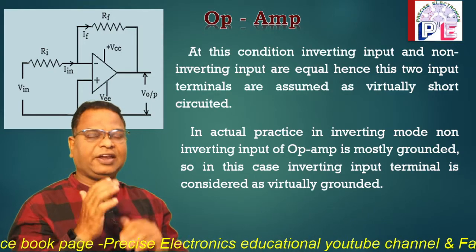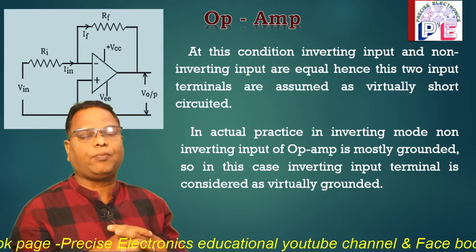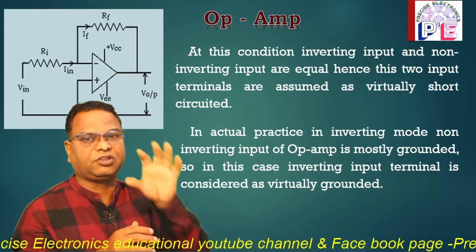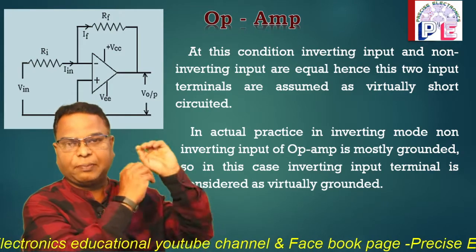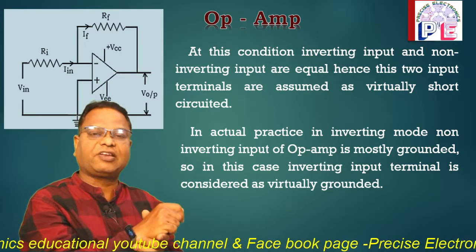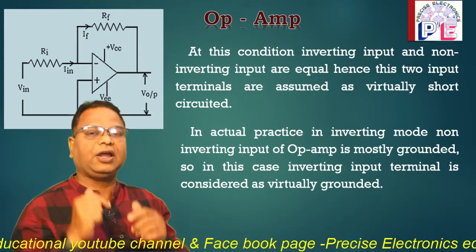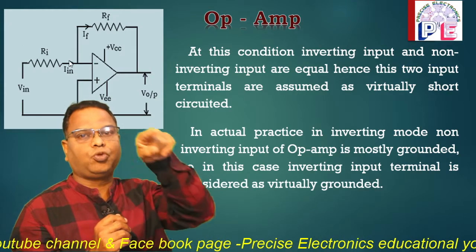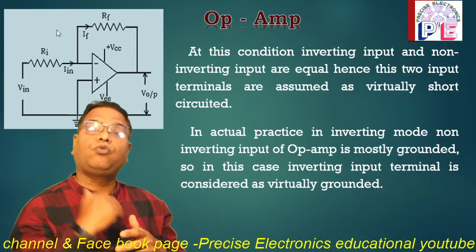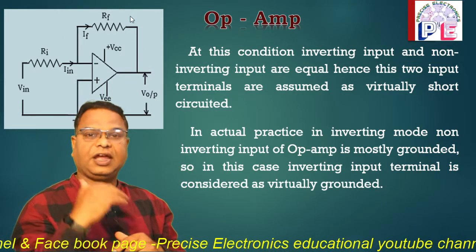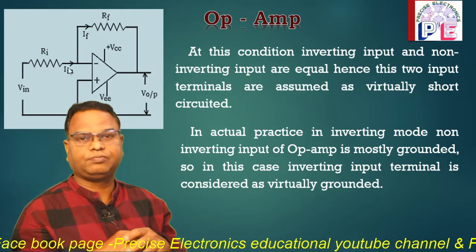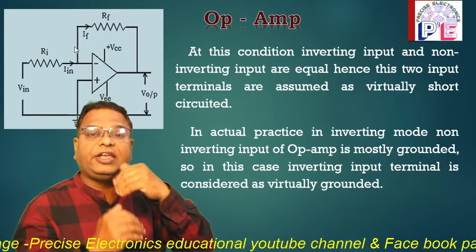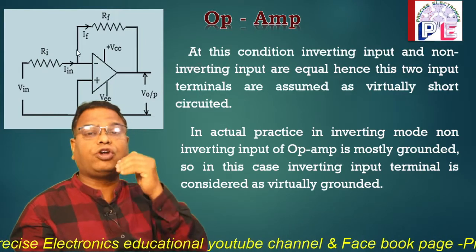In actual circuit diagrams, in actual applications of op-amp, mostly the non-inverting input terminal is grounded. The circuit diagram is already displayed on your screen. In this diagram, it is clear that the input signal is applied to the inverting input terminal through input resistor Ri. Output is fed back to the inverting terminal through feedback resistor Rf, and the non-inverting terminal is grounded. So in this case, as the non-inverting terminal is grounded, the inverting input terminal is considered as virtually grounded.